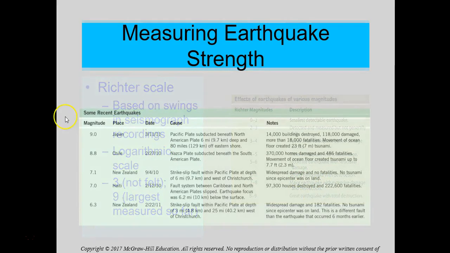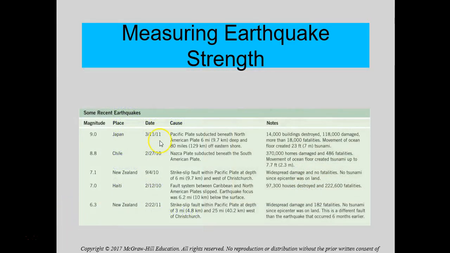Some of the most recent and very large earthquakes that have occurred: in 2011, a 9.0 magnitude earthquake in Japan caused a tsunami. In 2010, there was an 8.8 in Chile. And then in the region near New Zealand, in 2010 and 2011, there were some 6s and 7s.